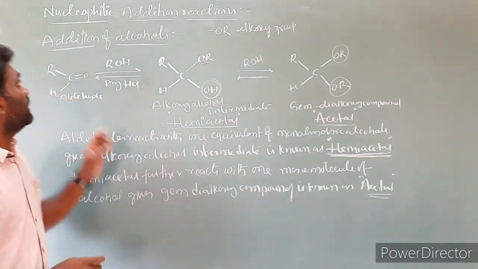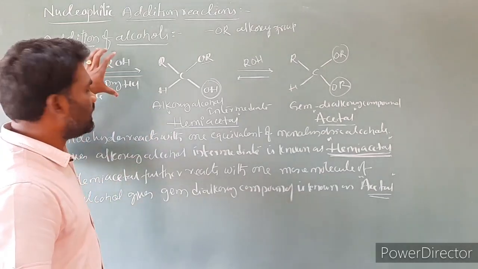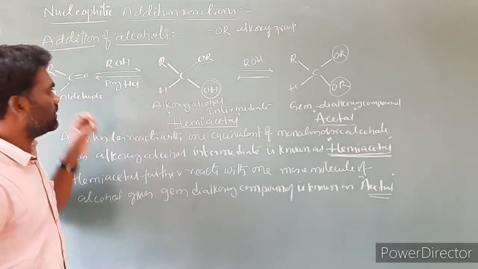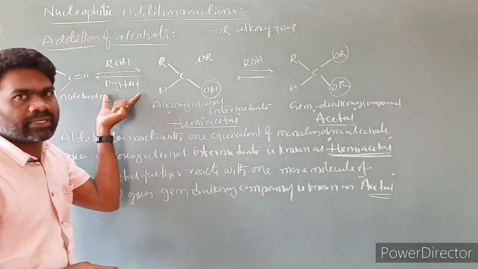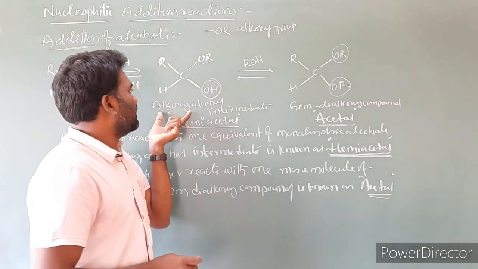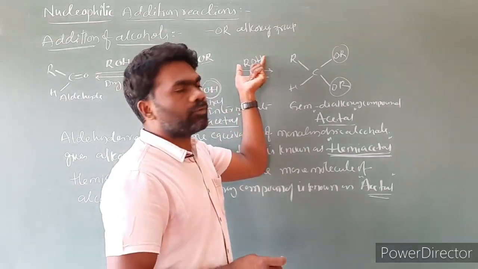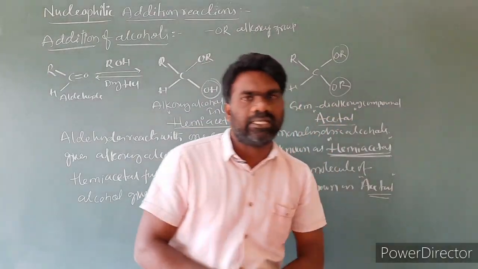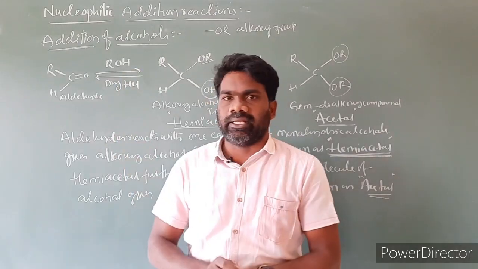So this is addition of alcohols to aldehydes. What is the statement? If you know the reaction, we are able to write the statement very easily. First you must know the reaction. Aldehydes react with alcohols in presence of dry HCl, forming an alkoxy alcohol intermediate known as hemiacetal. This hemiacetal reacts with one more molecule of alcohol, forming a gem dialkoxy compound known as acetal. So this is addition of alcohols to the aldehydes.